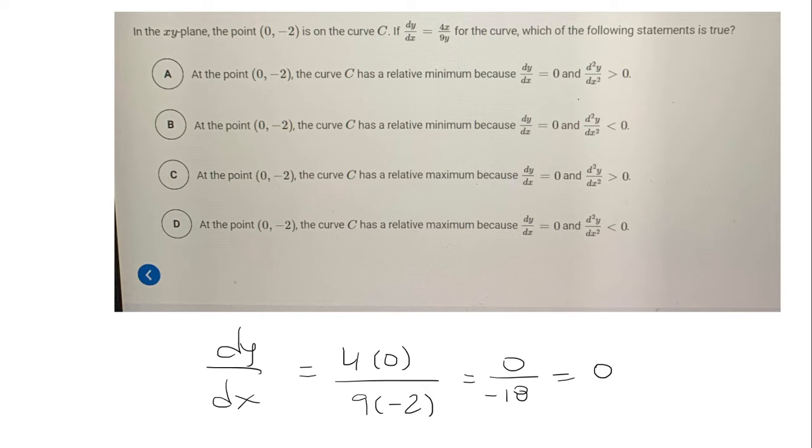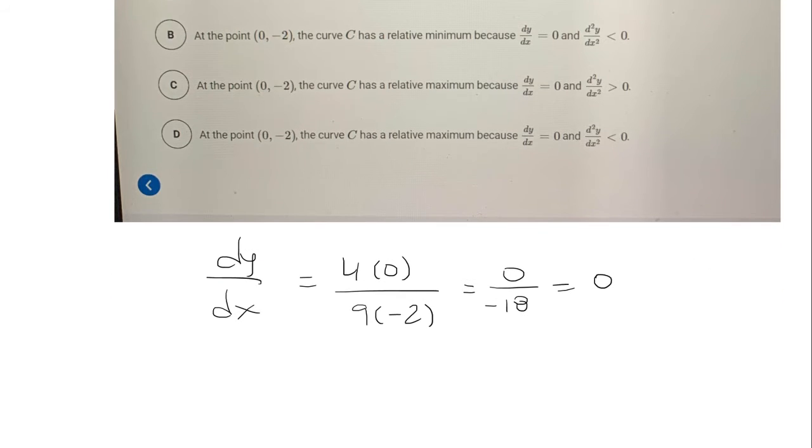Is it positive or negative? Well, for that, we need to differentiate 4x over 9y. Okay, so this is dy over dx is equal to 4x over 9y. We're going to take the derivative with respect to x of both sides. So that means we'll have the second derivative. And now we need to take the derivative of 4x over 9y with respect to x.